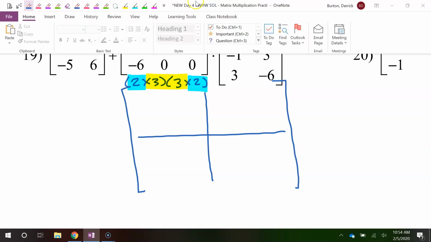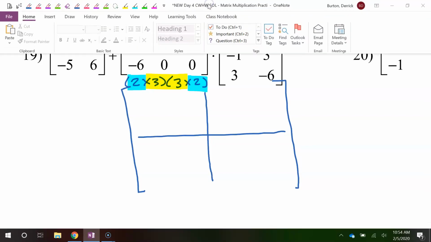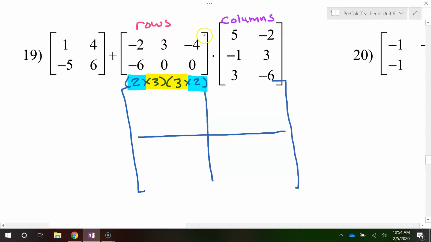And then you steal the rows from the first matrix, and you steal the columns from the second matrix. Let's start with the rows. Row 1 goes across row 1. So -2, 3, -4. Row 2 goes across row 2.